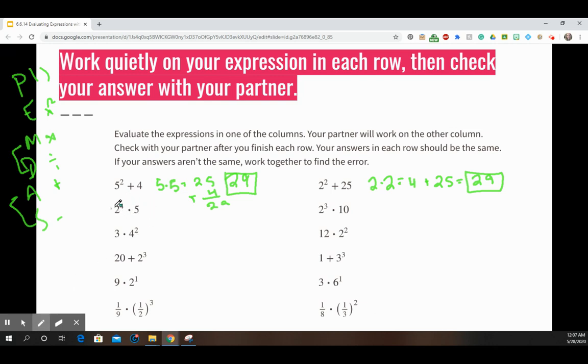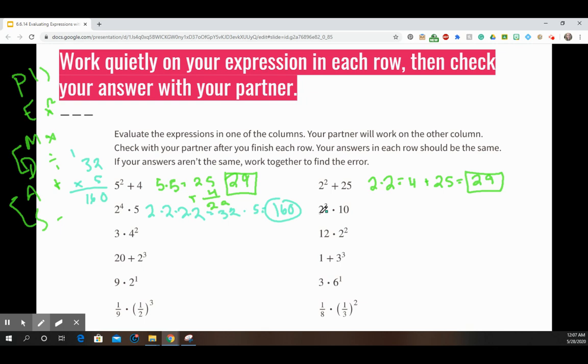So I have 2 to the 4th power, which means 2 times 2 times 2 times 2. 2 times 2 is 8. 8 times 2 is 16. 16 times 2 is 32. Then I'm going to multiply that by 5. 5 times 2 is 10, carry the 1. 5 times 3 is 15, plus 1 is 16. So I'll end up with 160.